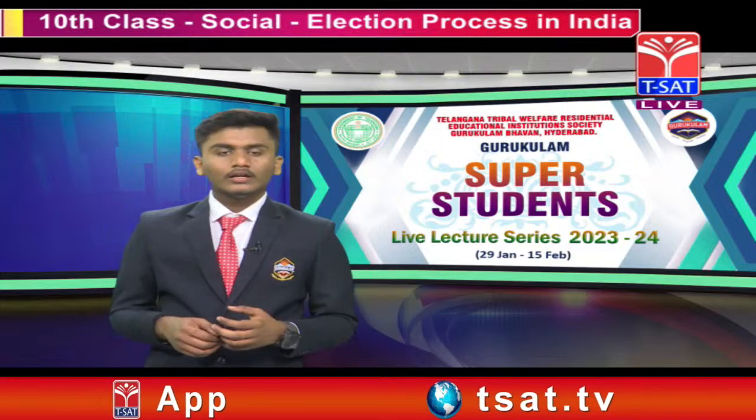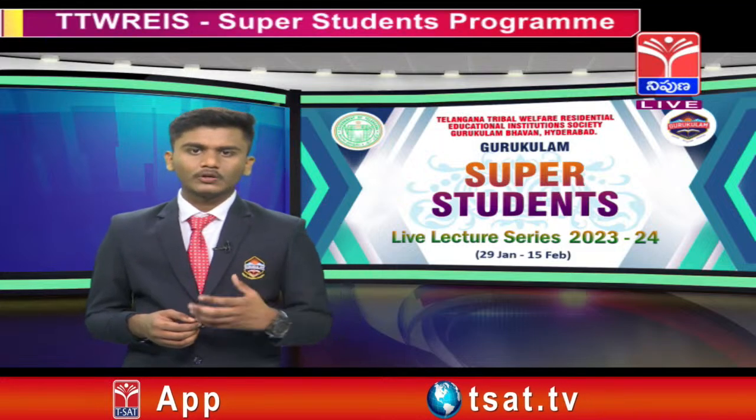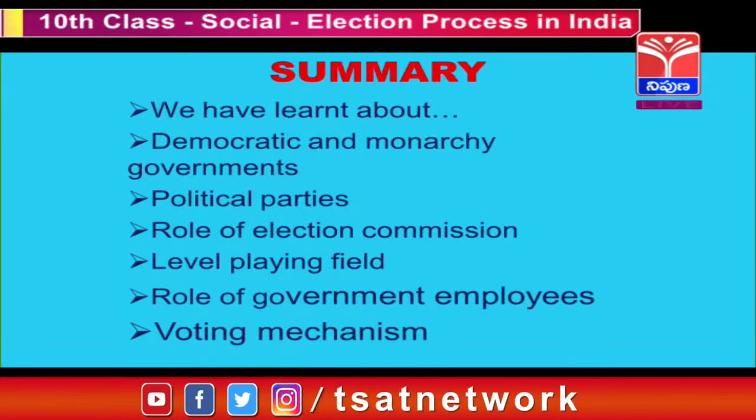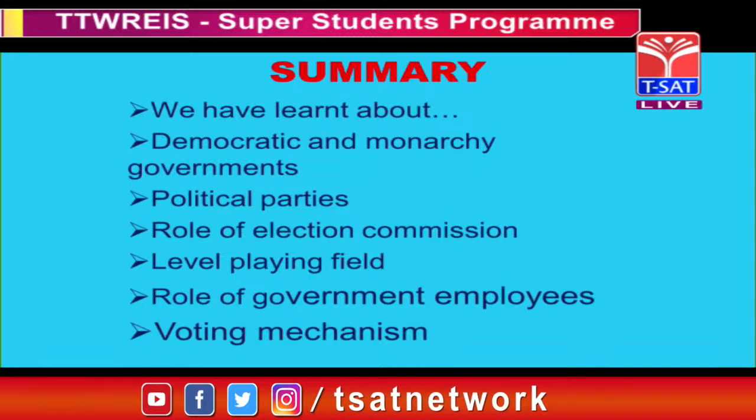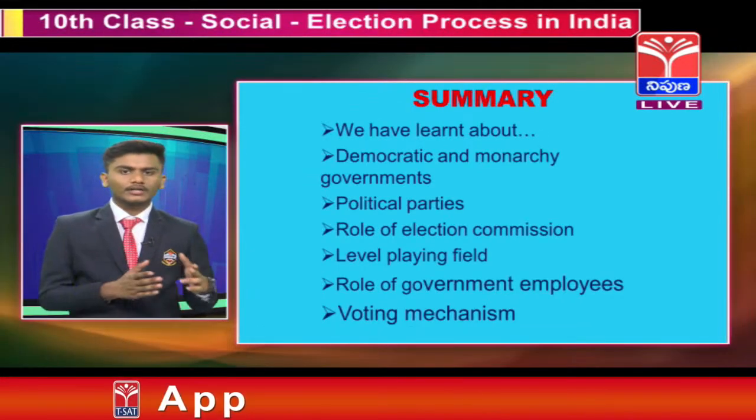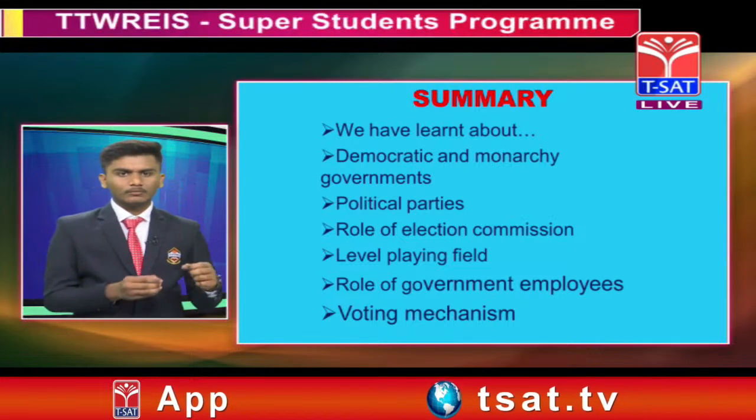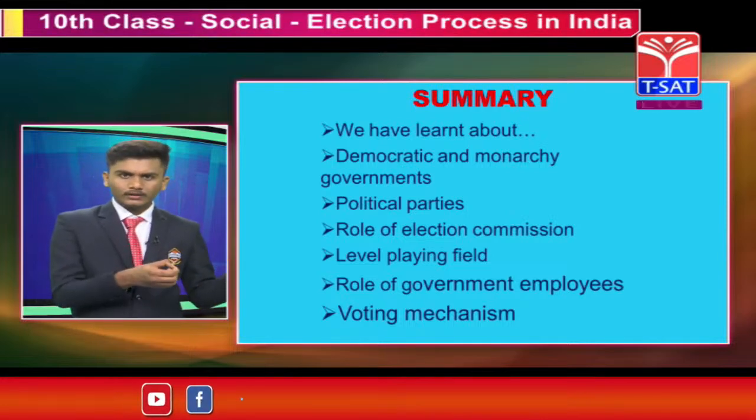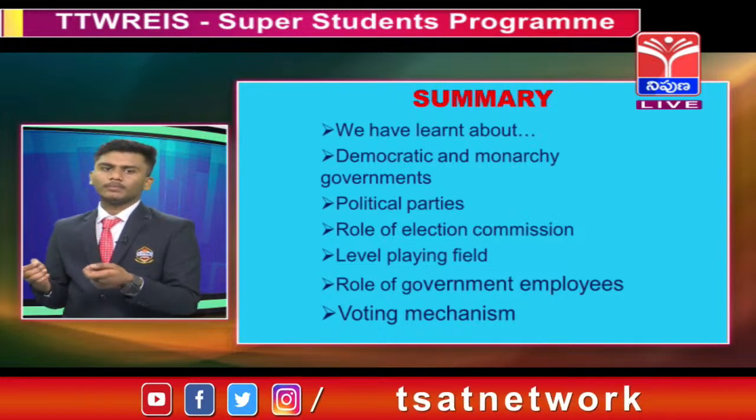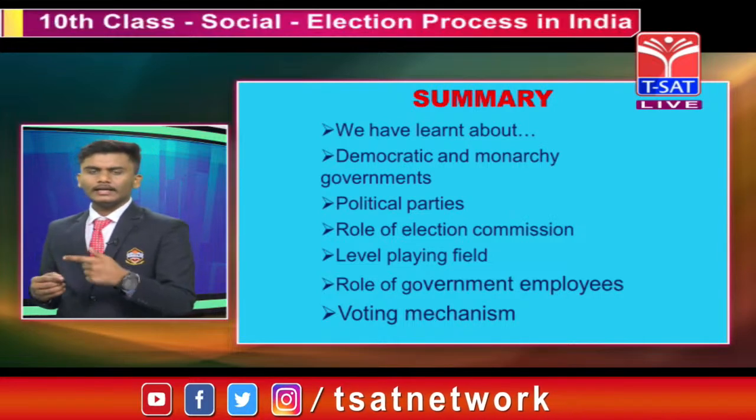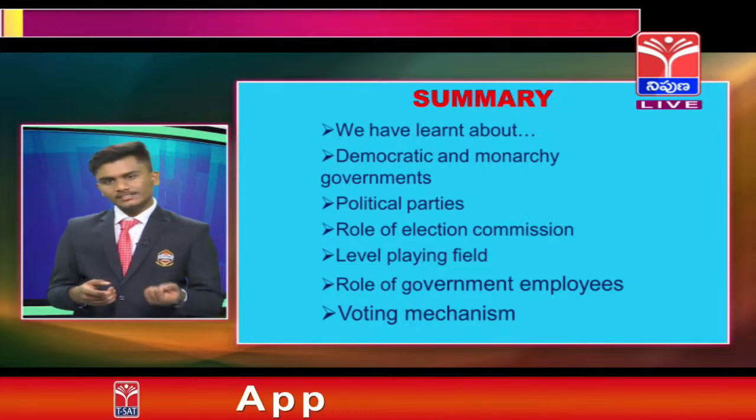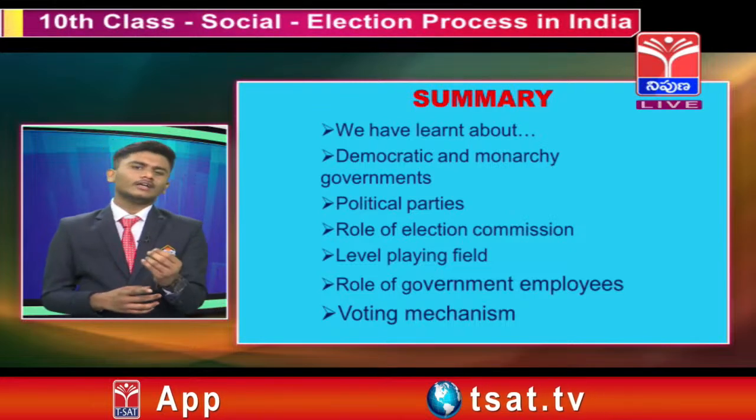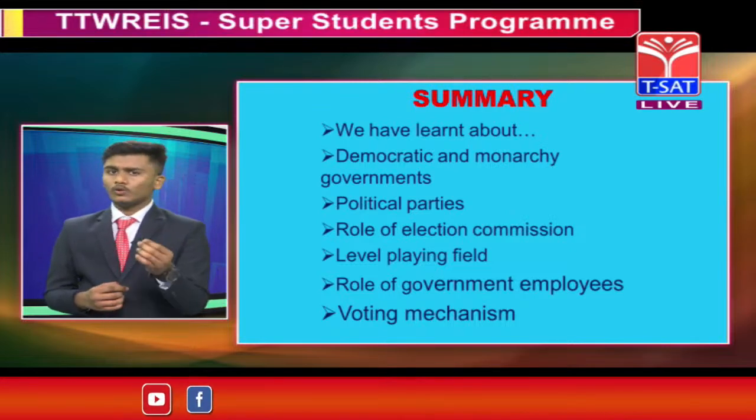And let's see a summary of this class. We have learnt about democratic government and monarchical government. Yes, I hope you have clarity about democratic government and monarchical government. Simply, the democratic government means the people have the power to vote, and in the monarchical government they don't have the power to elect their kings. The political parties contest in elections, and the Election Commission has many roles. Yes, I hope you got good clarity about the Election Commission and its role.